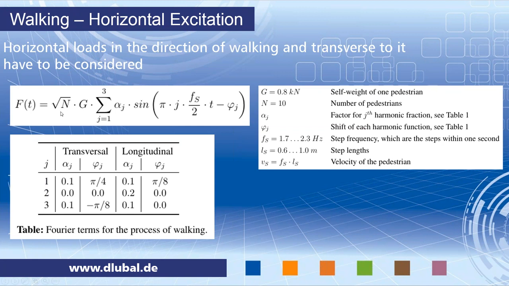So I just want to show you here this formula. It's quite similar. It's a sinus function as well. It consists of 3 Fourier terms, and you have the weight of the pedestrian. This is the number of persons. I come back to this later on. We had this in the formula for the vertical excitation as well. I explain this later, how this is calculated or what kind of assumption you have to make here.